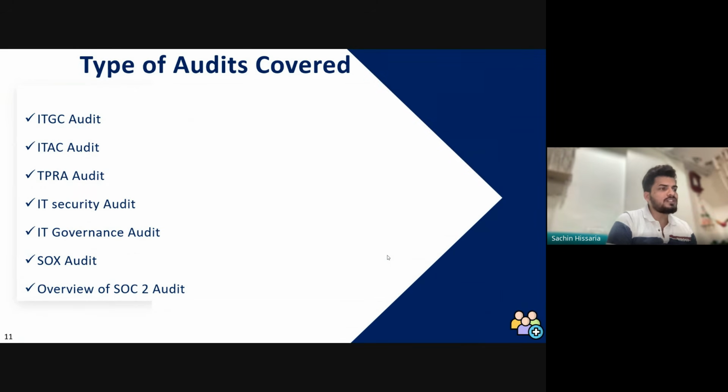Now, if I talk about, guys, what kind of audits we are covering in this: we cover ITGC, ITEC, TPRA, IT security, IT governance, SOX audit, SOC 2 audit. So various types of audit we cover. The main objective of this particular training program is to provide you that level of confidence that once you are done with the training, you can do any audit. We provide you that confidence.